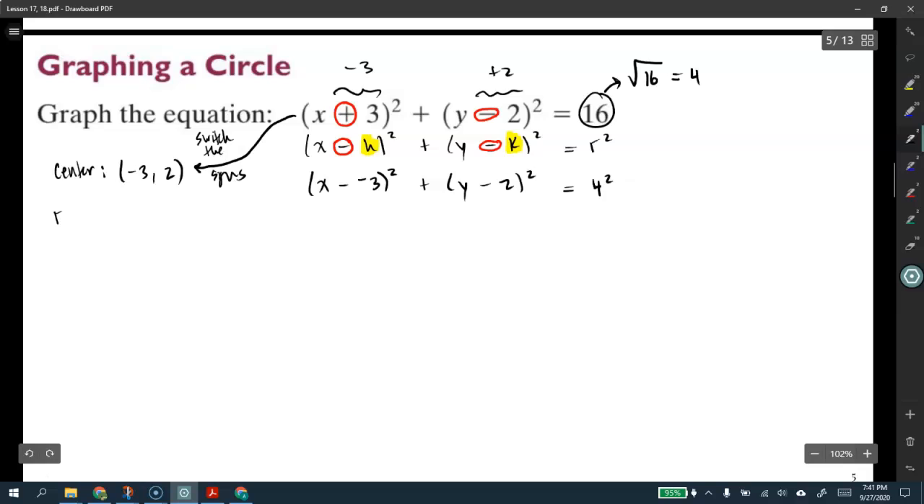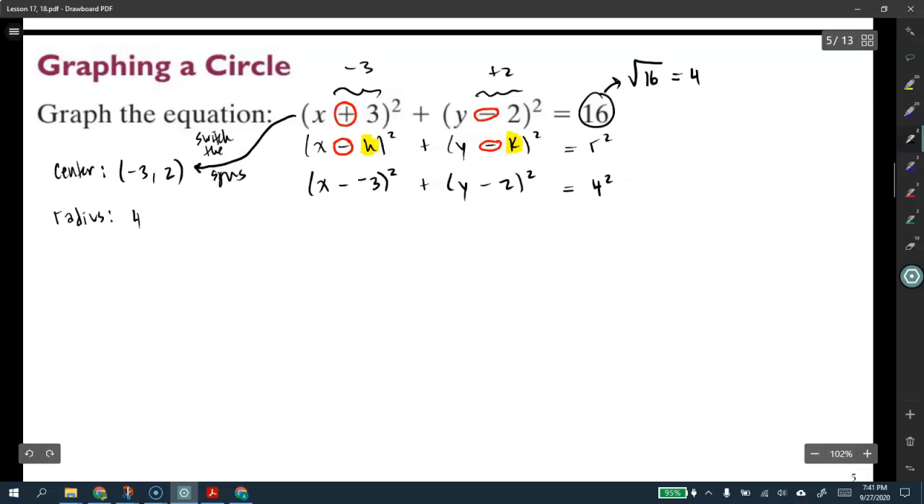Now, let's go ahead and find out the radius. The radius of this circle is going to be 4, right? Because again, the number that is given to you is not the radius. The square root of the number that is given to you is the radius. So the square root of 16 is equal to 4.